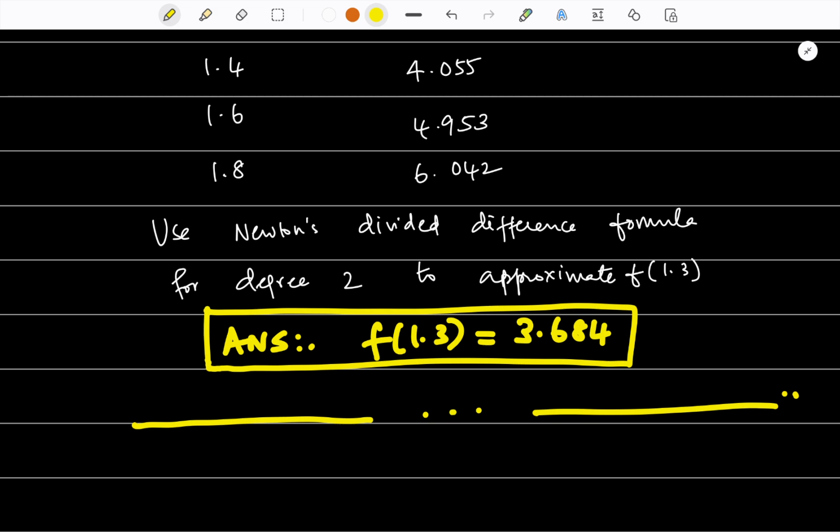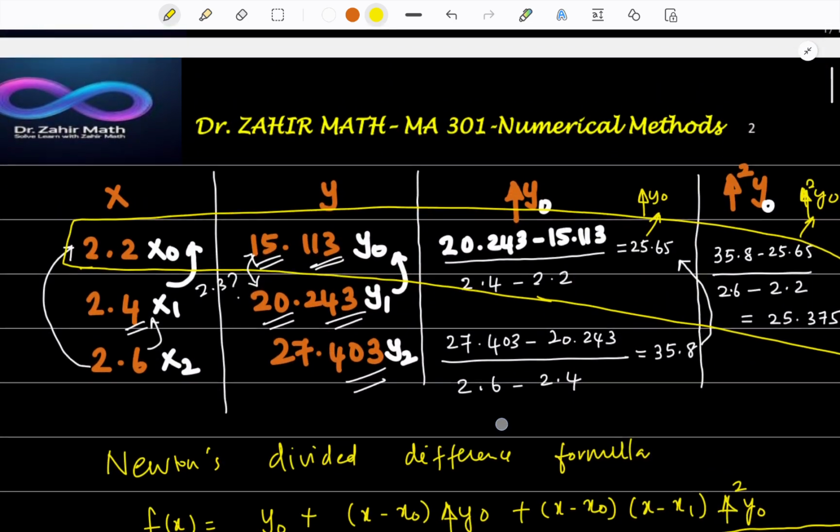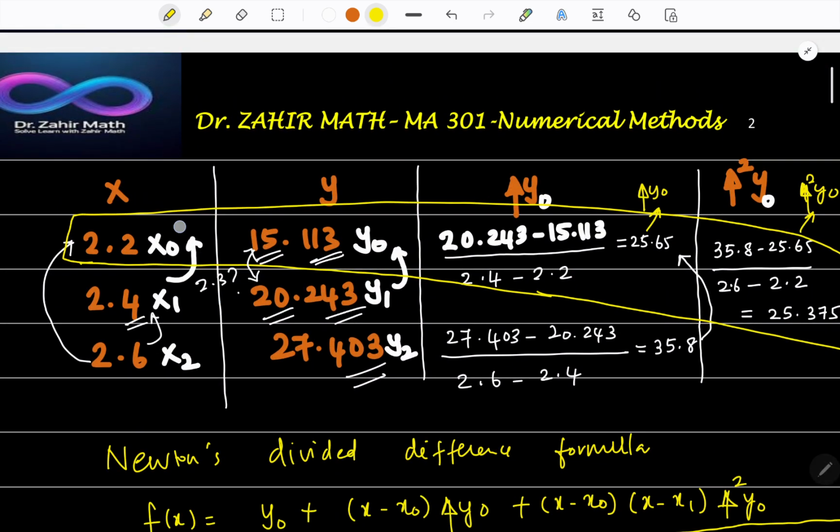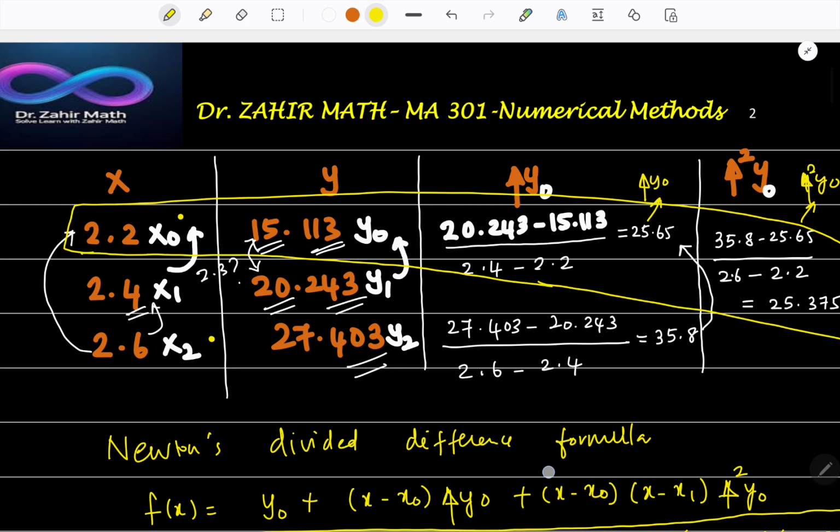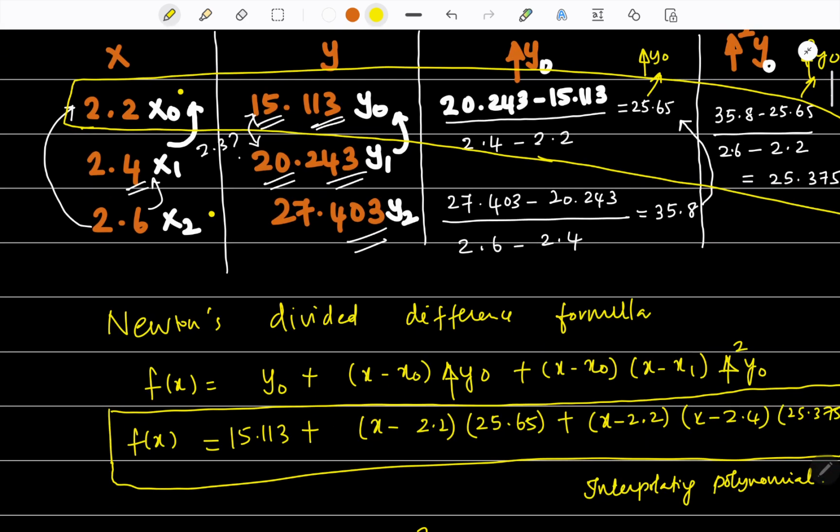Great job, students. Now we have seen how to construct Newton's divided difference polynomial and use it to approximate the function values. One thing you remember, always choose points close to the value you want to estimate. That is very, very important. We are going to estimate 2.3, so choose one value before, one value after, so that the result will come quickly. Without choosing also, you can take the whole table, but it takes a lot of time to finish it.